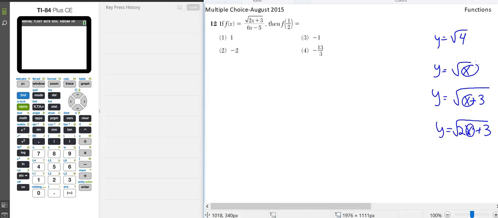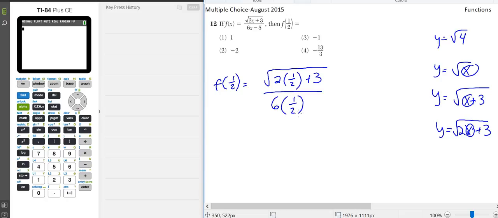So this f of x function they give us in the question is also a radical function because we have an x inside the radical. We have an x outside also, but we have an x inside. And we want to evaluate f of 1 over 2. So let's do that. F of 1 over 2 is equal to the square root of 2 times 1 over 2 plus 3 over 6 times 1 over 2. All we're doing is plugging in, wherever we see an x, we're plugging in 1 over 2. And now we just have to simplify this.